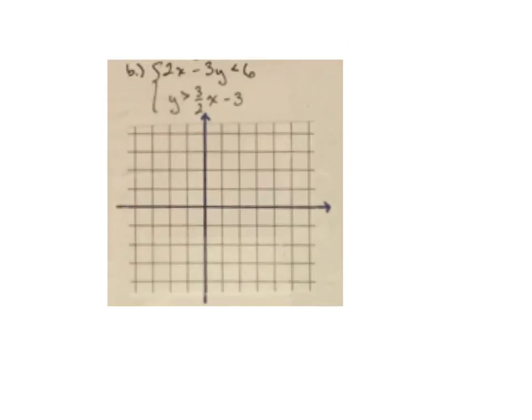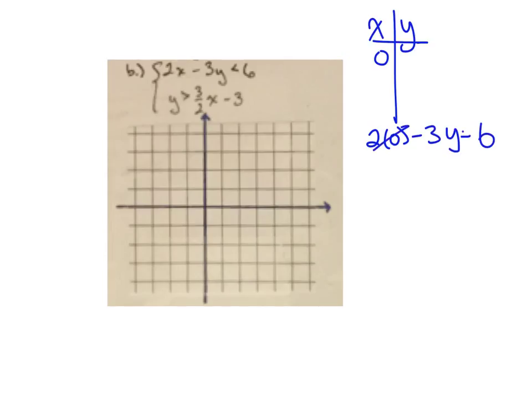For the next example, again we have two lines, but this first line is written in standard form. So we need to think about x and y intercepts. If we let x equal 0, we'll have 2 times 0 minus 3y equals 6. Negative 3y equals 6 means that y is equal to negative 2. If we let y equal 0, we'll have 2x minus 3 times 0 is equal to 6. And 2x equals 6 means x is equal to 3. So we can plot these 2 points, (0, -2) and (3, 0), and that'll be our line.